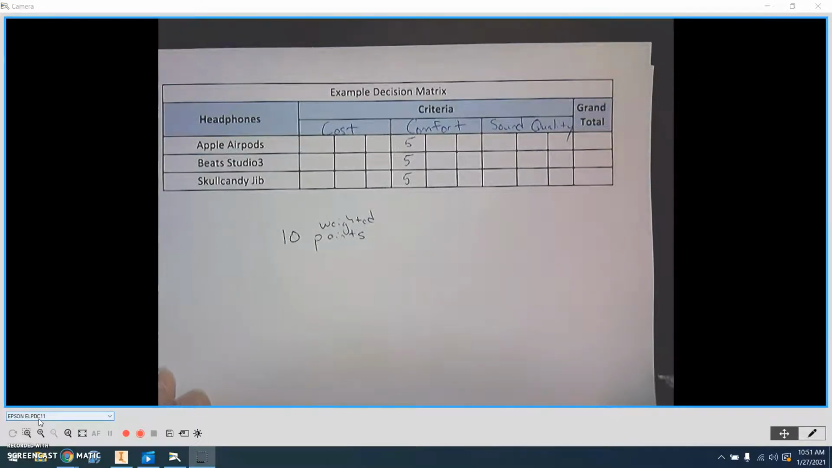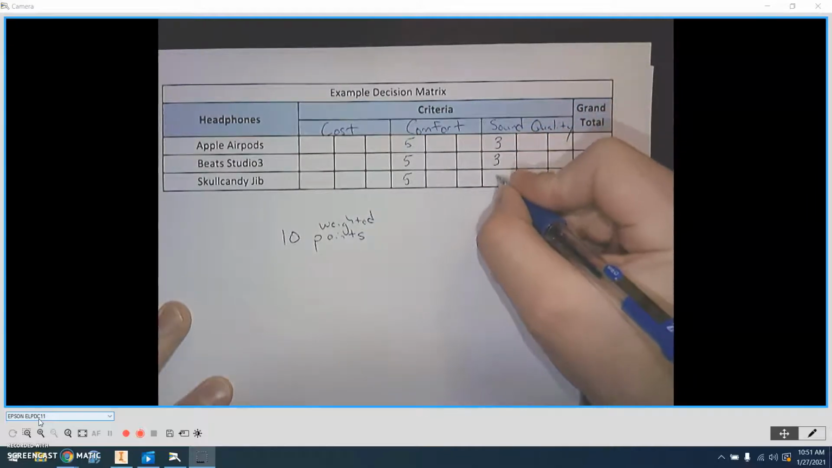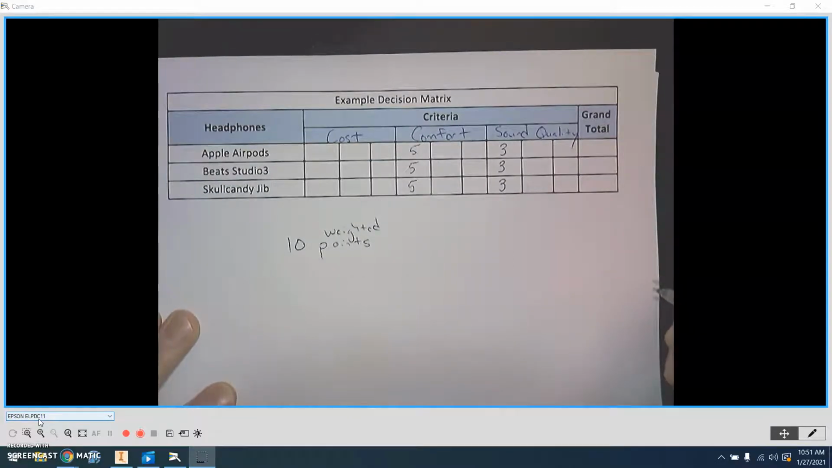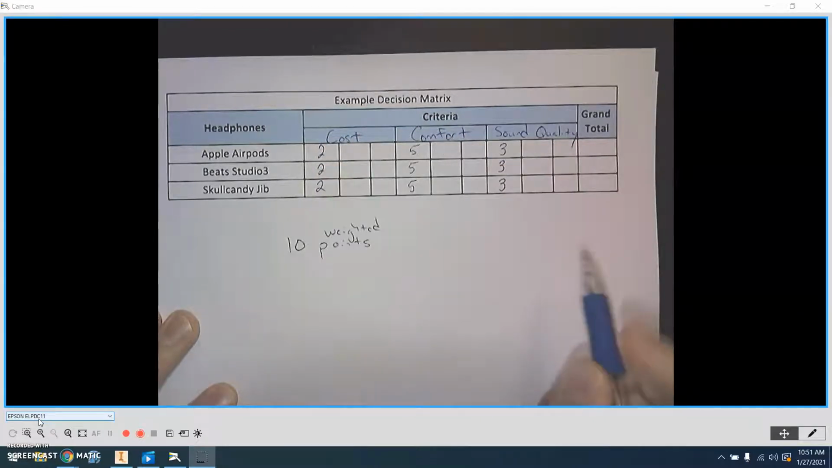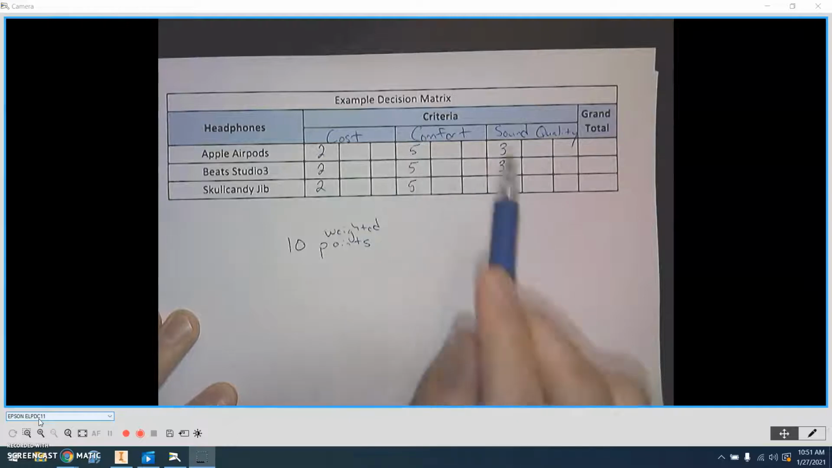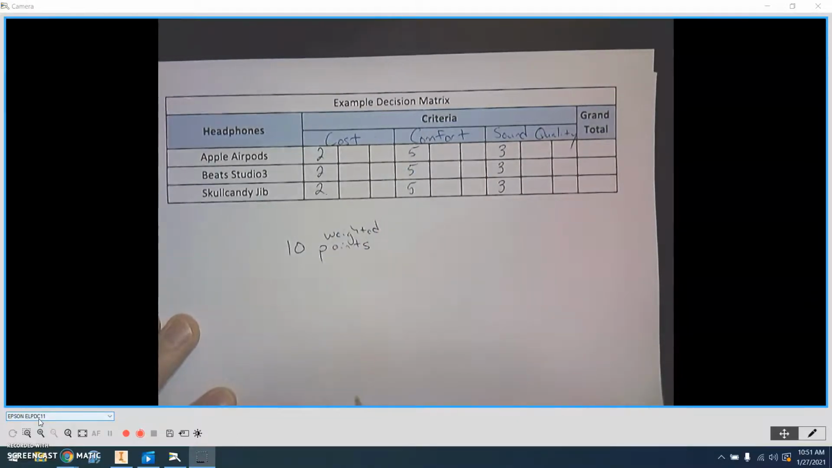Sound quality, I would say, is next important to me. I'm going to give it 3 of those points. I'm going to go all the way down the row. And cost is least important to me. So I'm going to just give it 2 of those weighted points. So notice I gave away 2 plus 5 is 7 plus 3 is 10. So we're good. I got 10 weighted points between these 3 criteria.